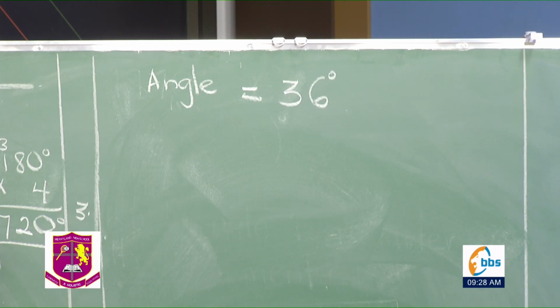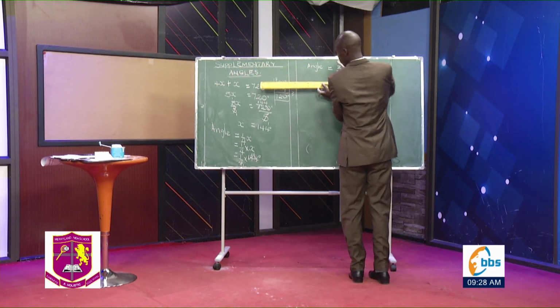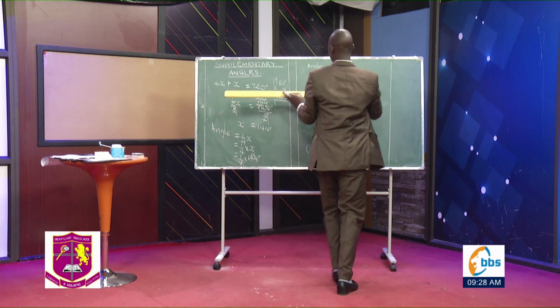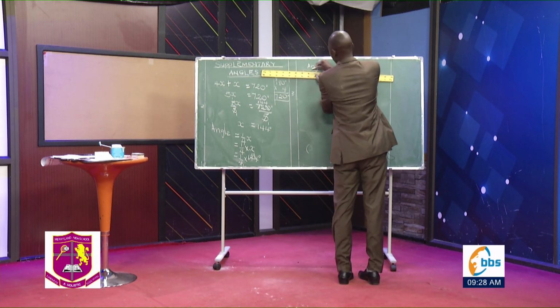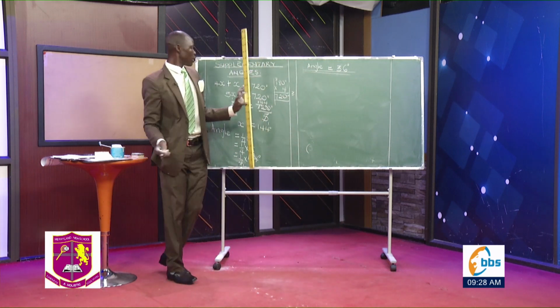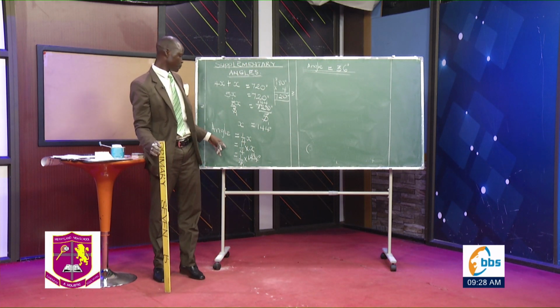I cannot forget a surgical blade in the womb. So when you follow through, you will find that that answer is right. And it's the angle, which is a quarter of its supplement. If the supplement is 144 degrees, then the angle is 36 degrees. So that is our final answer there for this question.